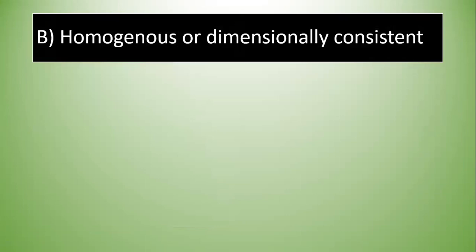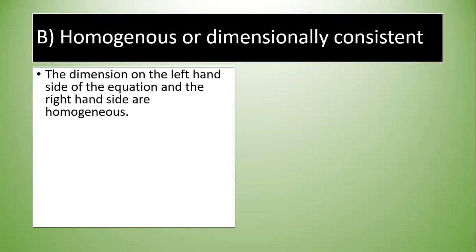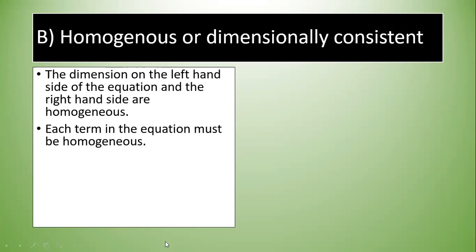We use the idea of homogeneous or dimensionally consistent. Basically, we are just saying when you add, it must have the same quantity, the same unit, or the left-hand side of the equation must be equal to the right-hand side. That means if the left-hand side is weight, the right-hand side must also be weight. Each term in the equation must be homogeneous.